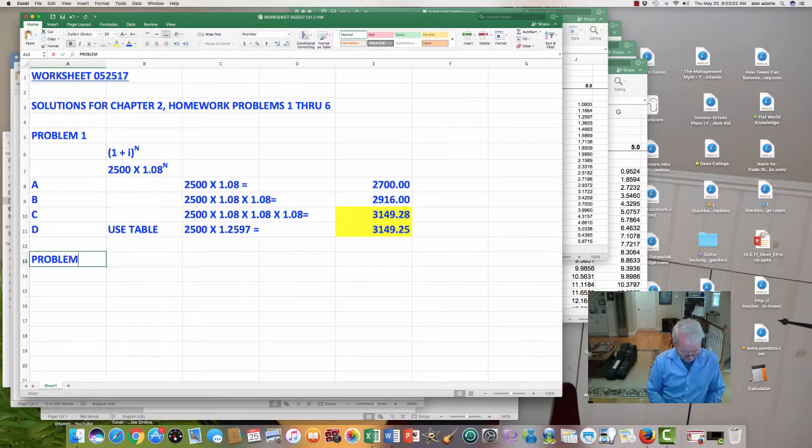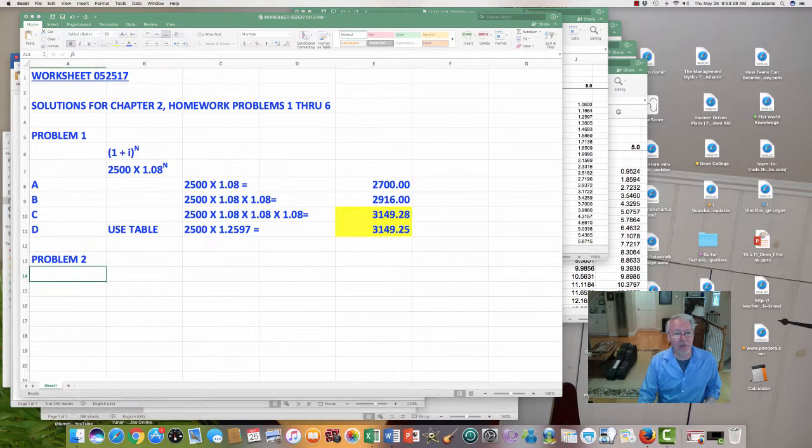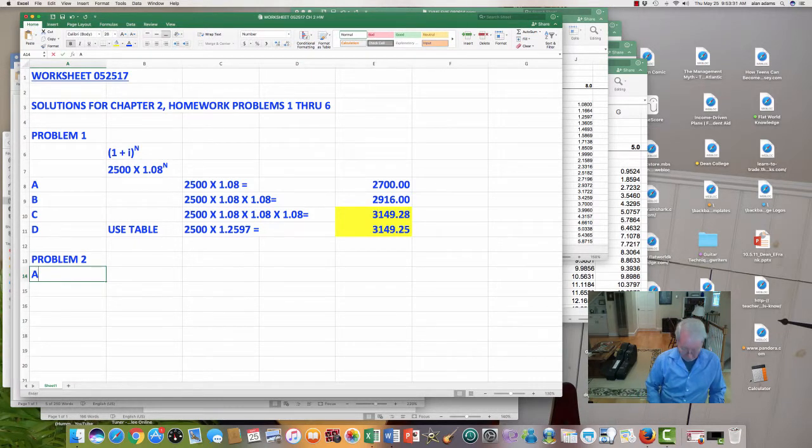The second problem is just a little bit of practice moving the opposite way on the timeline. What is the present value? We know what the future value is: 8,000, 16,000, 25,000. We want to know how much we would have to invest today, once and once only, to get that number in the future. That's what present value means. This is about discounting. So, $8,000, 10 years, 6%.